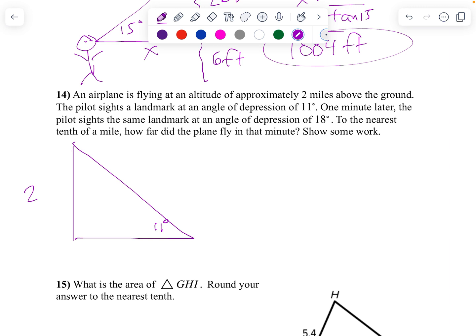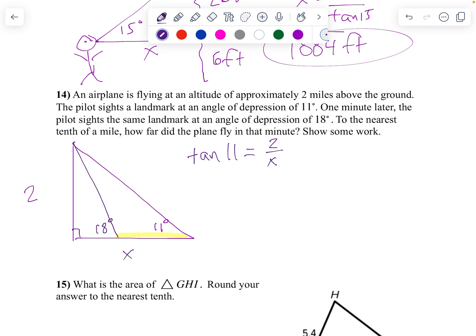One minute later, the pilot sights a landmark at an angle of depression of 18 degrees. In other words, they're getting closer. So this is 18. To the nearest tenth of a mile, how far did the plane fly in that minute? In other words, I want to find this distance right here. I'm going to call my whole distance x. So opposite, adjacent, again for tangent, I'll say the tangent of 11 degrees equals 2 over x.